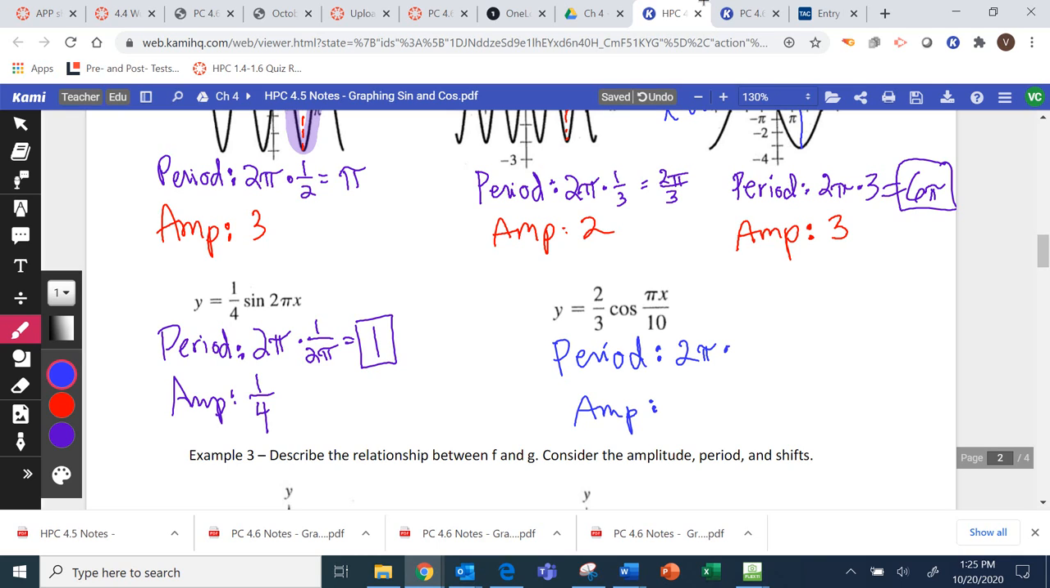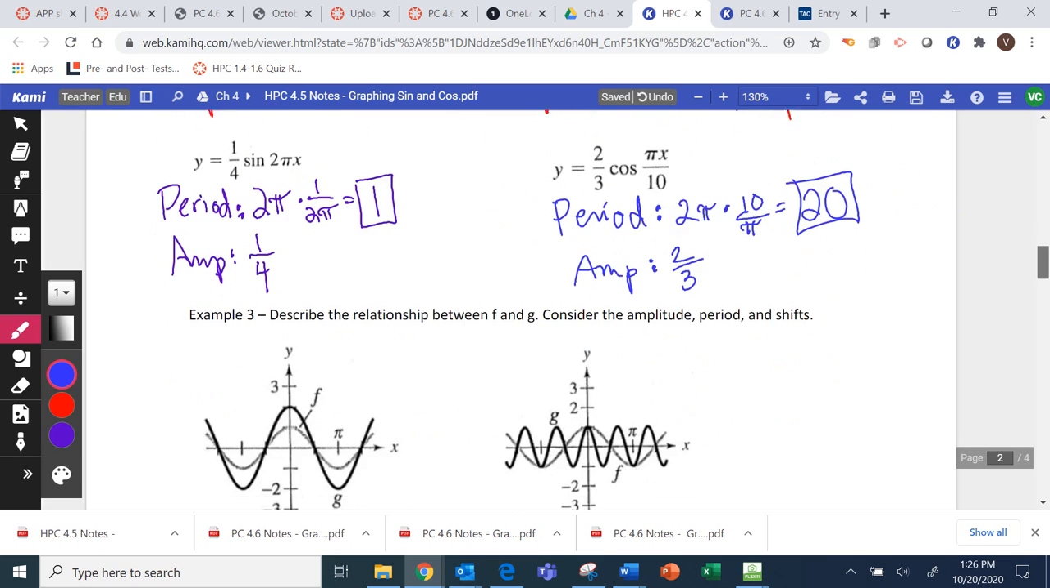Abby, period. How'd you get it? 10 over pi, and she got 20. That is correct. Abigail, amplitude. 2/3. Good. Deep, easy stuff.